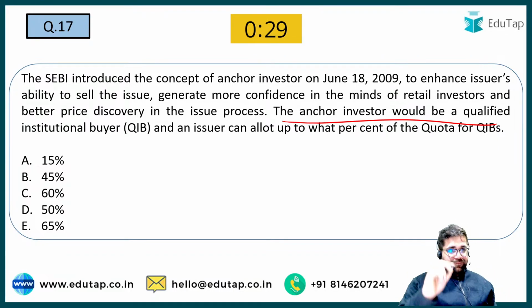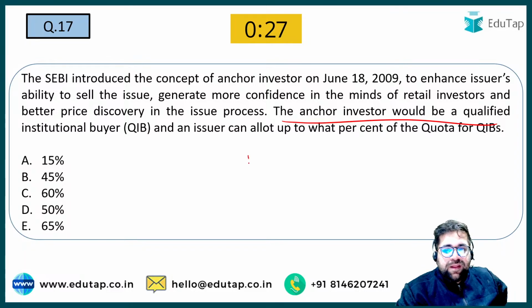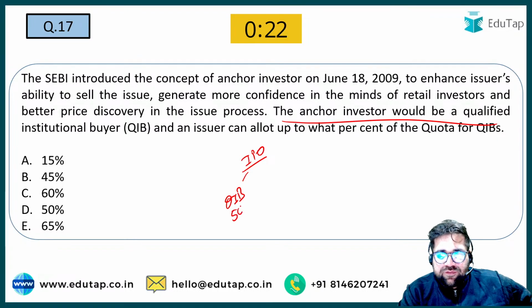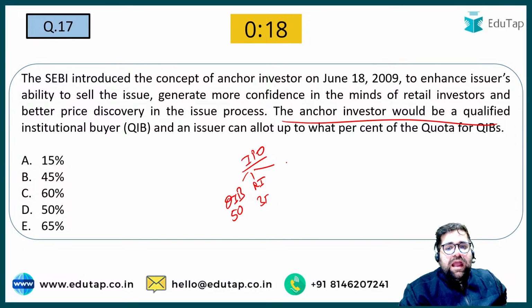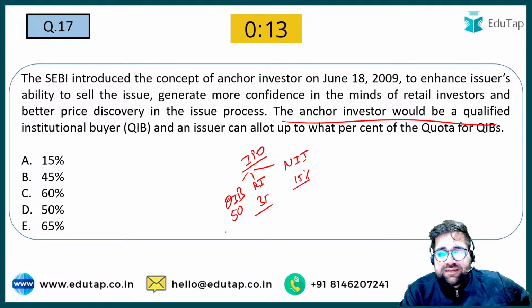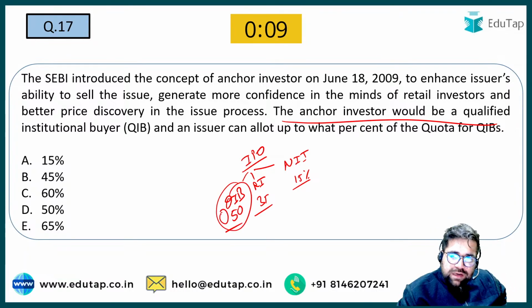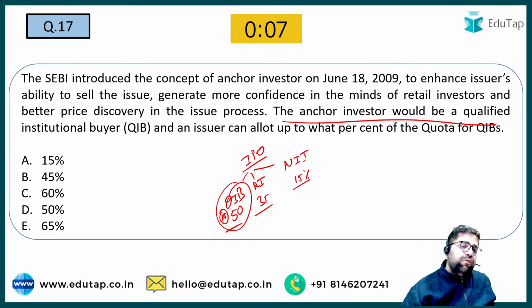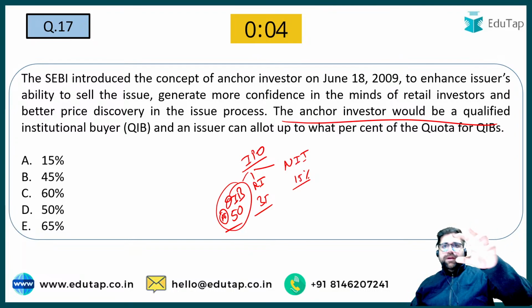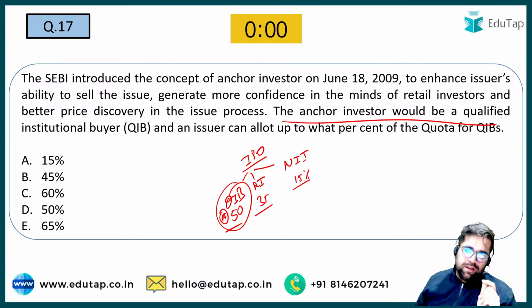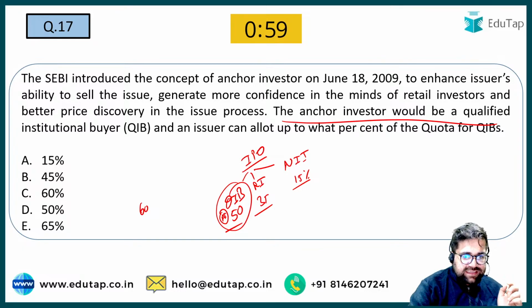Question number 17. In an IPO we already know that QIB gets 50%, retail investors get 35%, and non-institutional investors get 15%. These are the limits in your IPO. But in QIB there is one more category, which is anchor investor. The question is asking, out of the QIB quota, what percentage of shares can be allocated to anchor investors? The correct answer will be 60%.